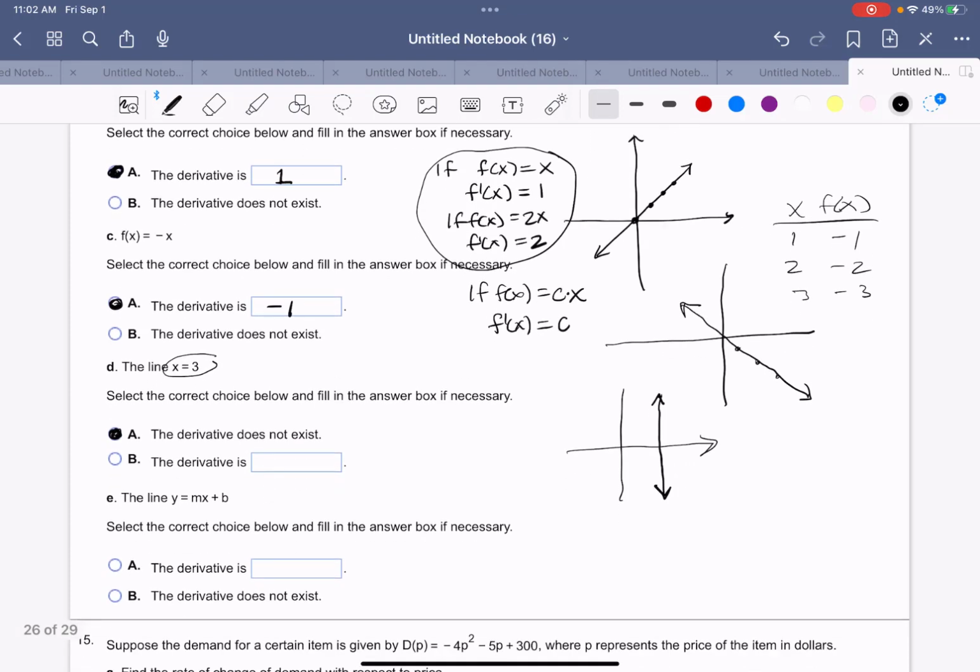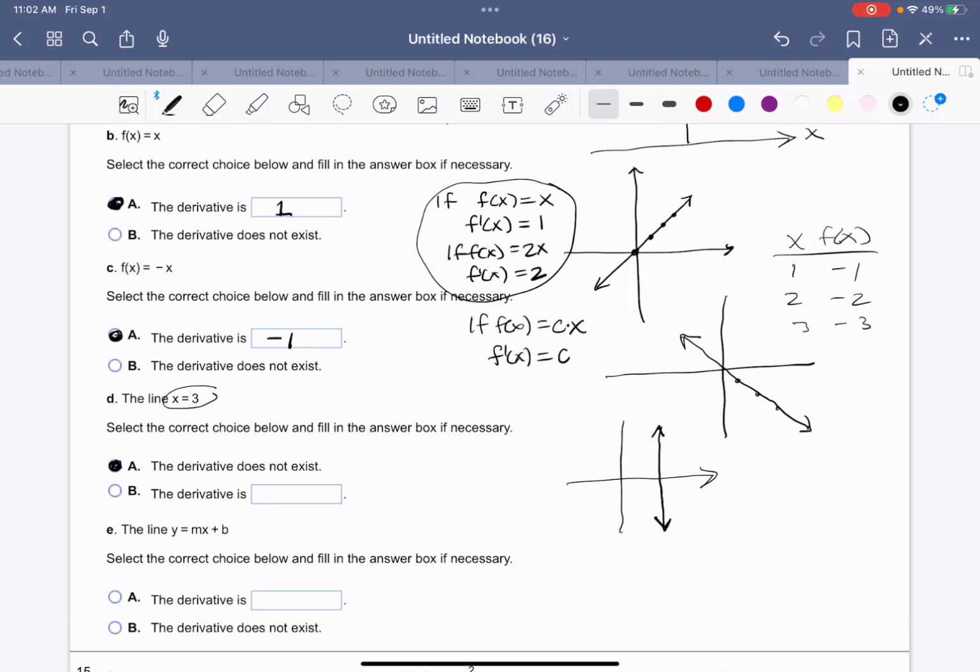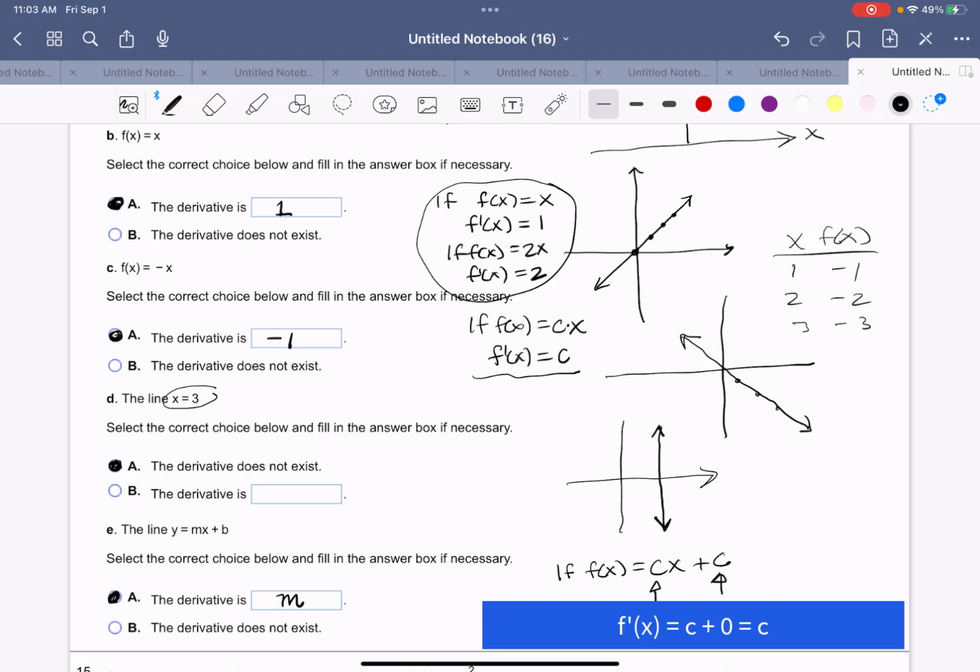And the last one, the line y equals mx plus b. The derivative is going to be m. Using the same logic from up here, we've got f of x equals cx plus c, well, that's a number, and that's a number. So the derivative of that is 0, the derivative of that is c, and c plus 0 would be c. So m is our coefficient, and that's going to be our derivative.